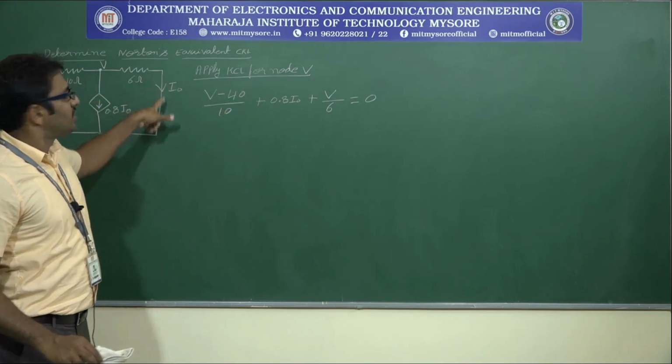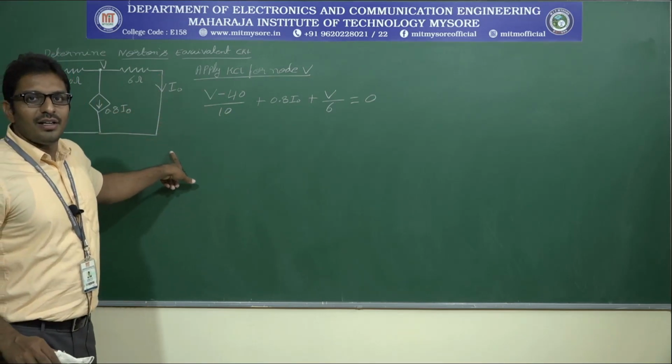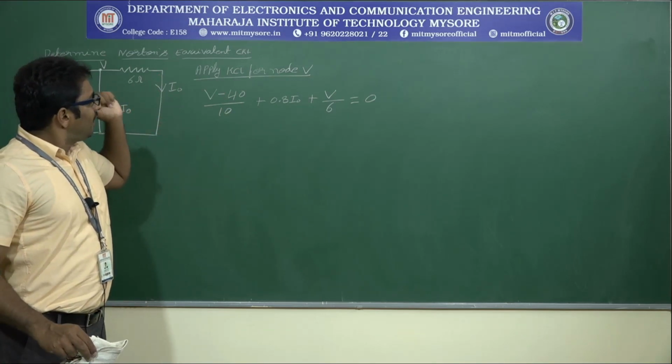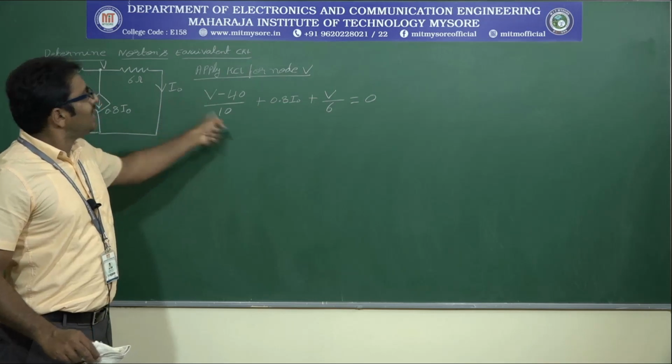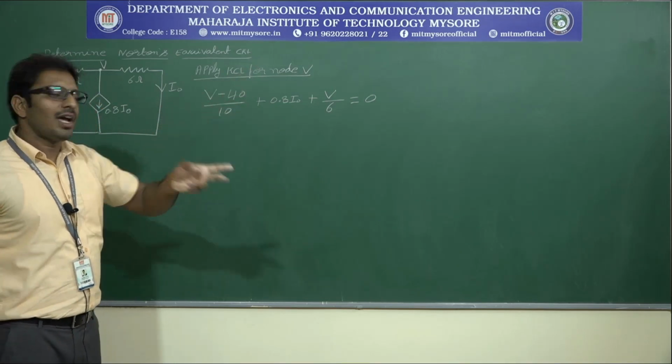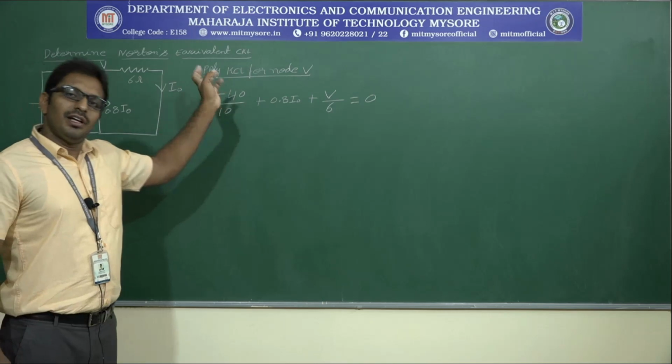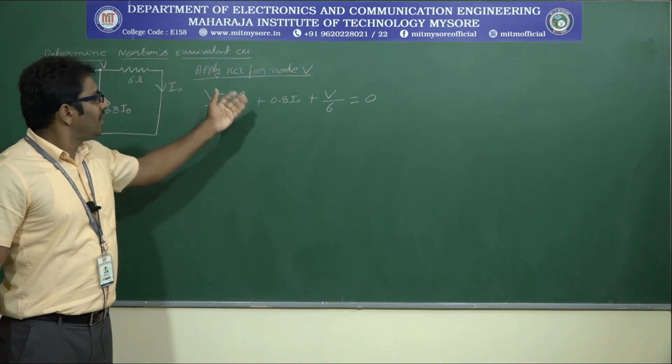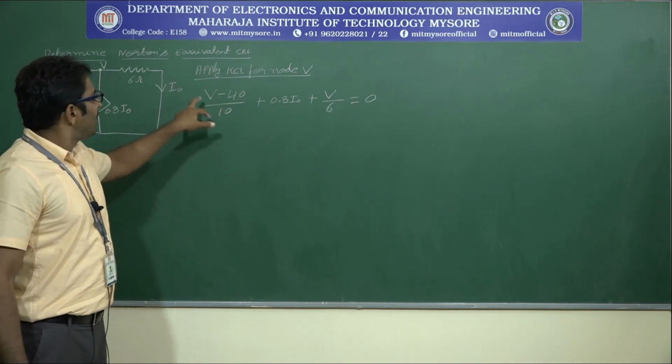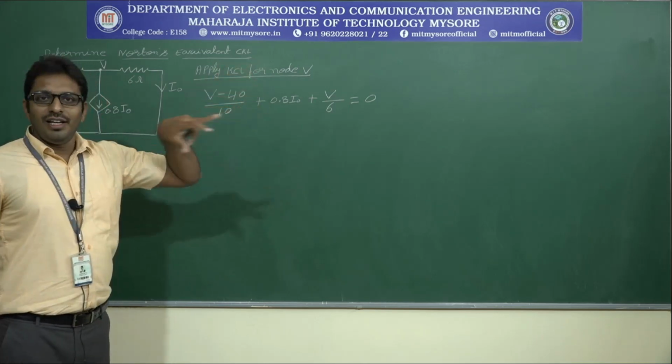We are going to find out this short circuit current, I0. So therefore, try to express V in terms of I0. Instead of calculating V, after that we can calculate I0. Directly we can get what is I0. Just express V in terms of I0.